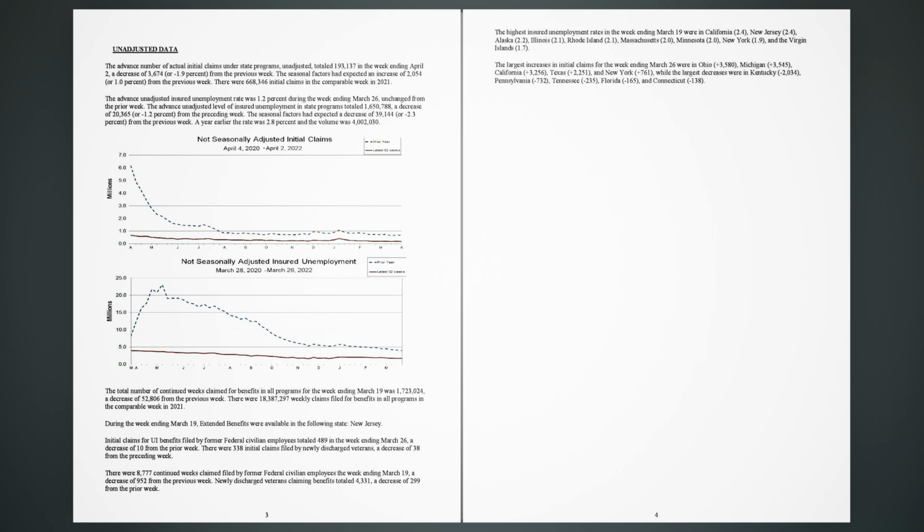The largest increases in initial claims for the week ending March 26 were in Ohio, plus 3,580, Michigan, plus 3,545, California, plus 3,256, Texas, plus 2,251, and New York, plus 761, while the largest decreases were in Kentucky, minus 2,034, Pennsylvania, minus 732, Tennessee, minus 235, Florida, minus 165, and Connecticut, minus 138.